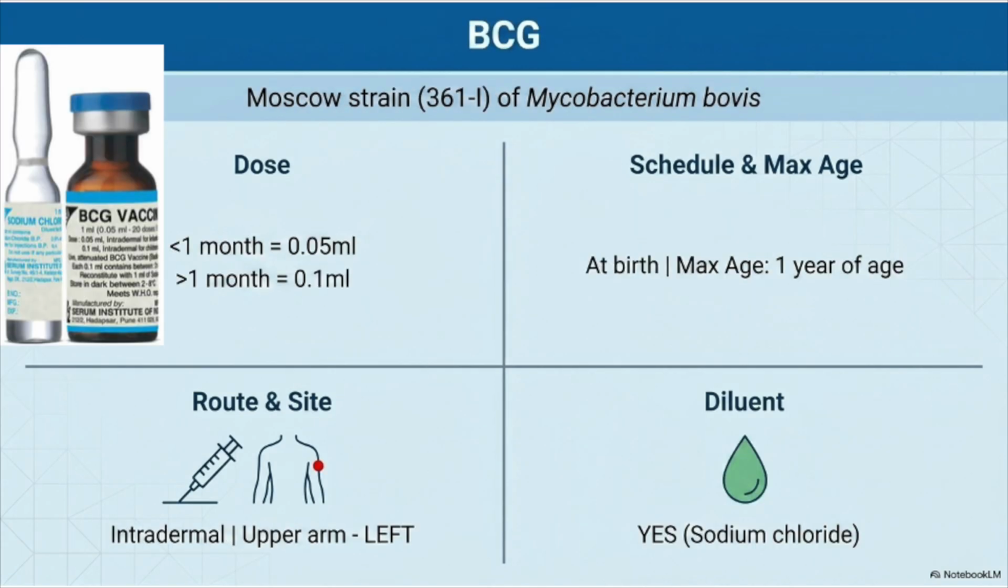Next is BCG, which uses the Moscow strain of Mycobacterium bovis. The dose is 0.05 milliliters for infants under 1 month and 0.1 milliliter for those above 1 month. It is given at birth with a maximum age of 1 year. It is administered intradermally in the left upper arm and it requires a diluent, sodium chloride.